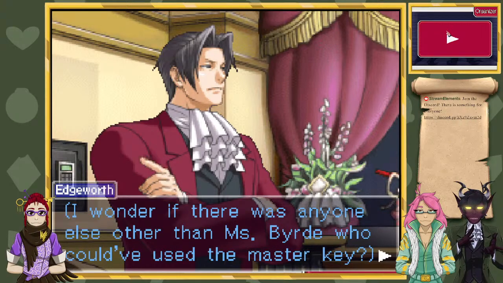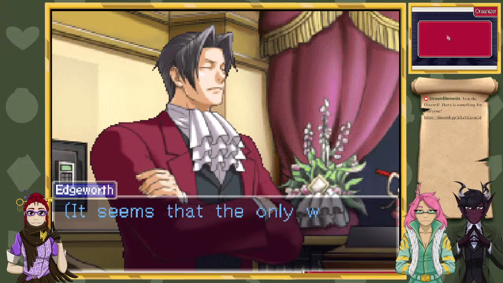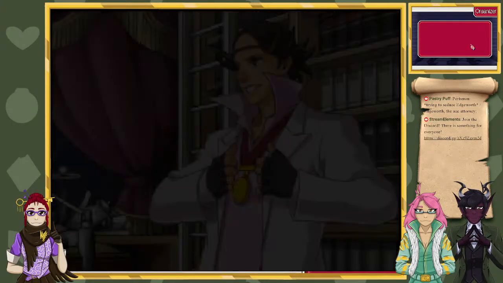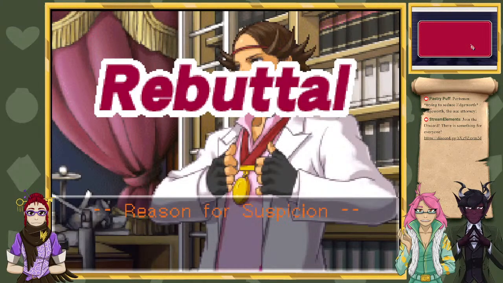I wonder if there was anyone else, other than Miss Bird, who could have used the master key. Oh, now that you mention it, this guy came down and asked me for the key about an hour ago. Check the security key. It seems that the only way to get Mr. Portman to give me more details is to press him. Leans against the wall.